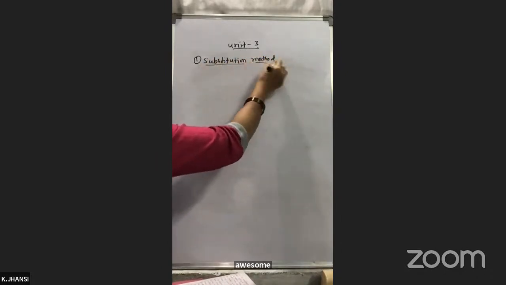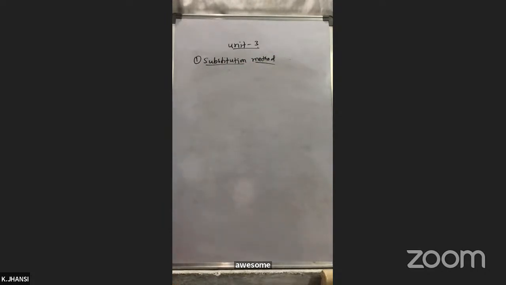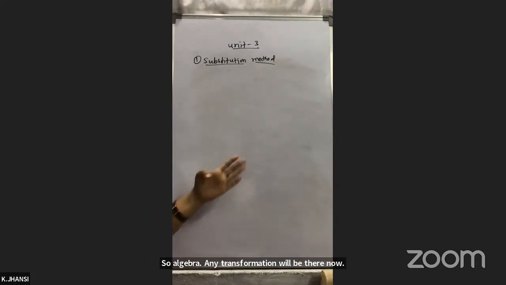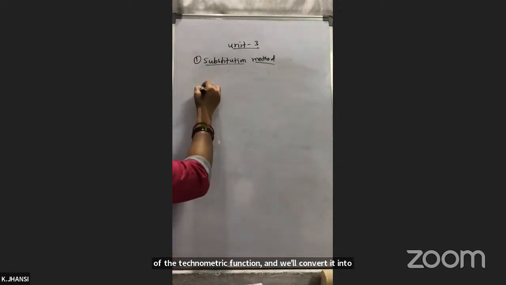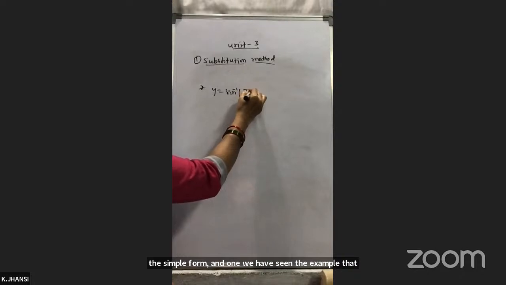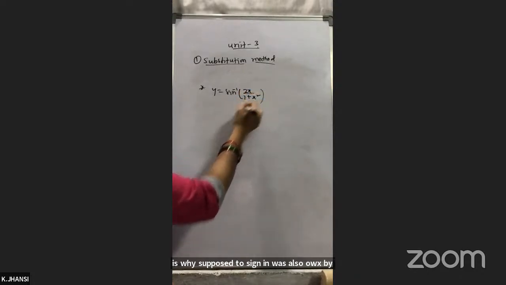So the substitution method is that we use a trigonometric or any algebraic transformation. Any algebraic transformation will be there, no? Either that, or in place of x, we'll take some trigonometric function and convert it into a simple form. We have seen the example y equals sine inverse of 2x by 1 plus x square. This is one 5 marks problem.